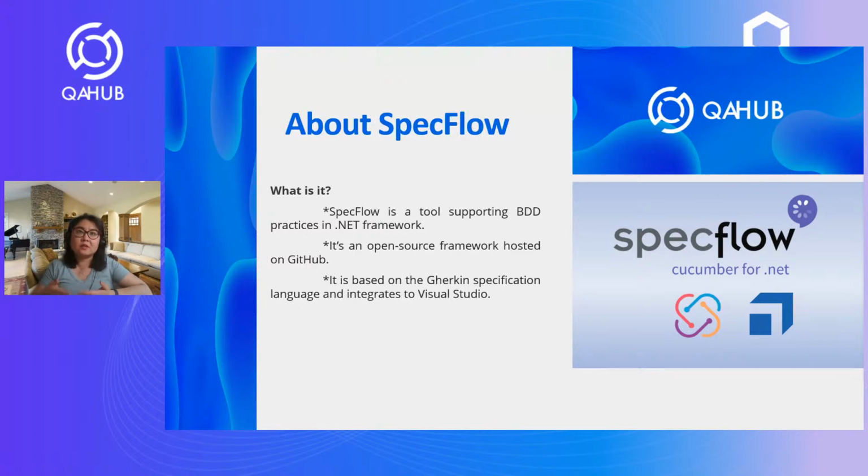So it's a tool that supports the BDD approach in the .NET framework, and it is also open source and hosted on GitHub, so everyone can download it and start to use it. It is based on the Gherkin specification language, and it is integrated into the Visual Studio platform. In very simple words, SpecFlow is Cucumber but for .NET.